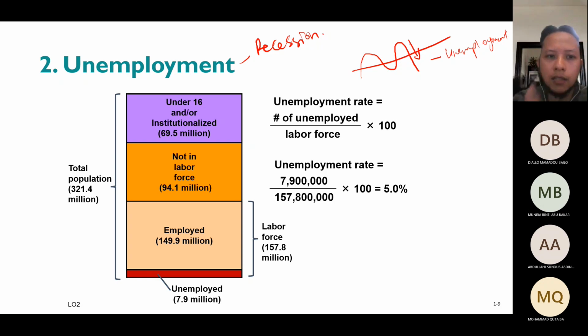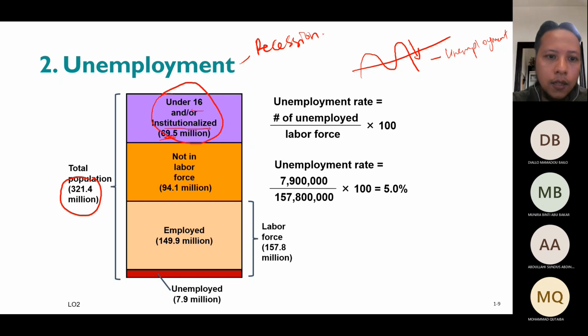So how is unemployment calculated? This is an example in the US. I think this was the figure in 2015. The total population of the US is 321.4 million. Out of the total population, this is the percentage of people who are under 16 or are institutionalized, which is a fancy word for people who are locked in jail. So around 70 million are not officially workers. If you are under 16 in the US, you cannot work yet. So you have to go to school.